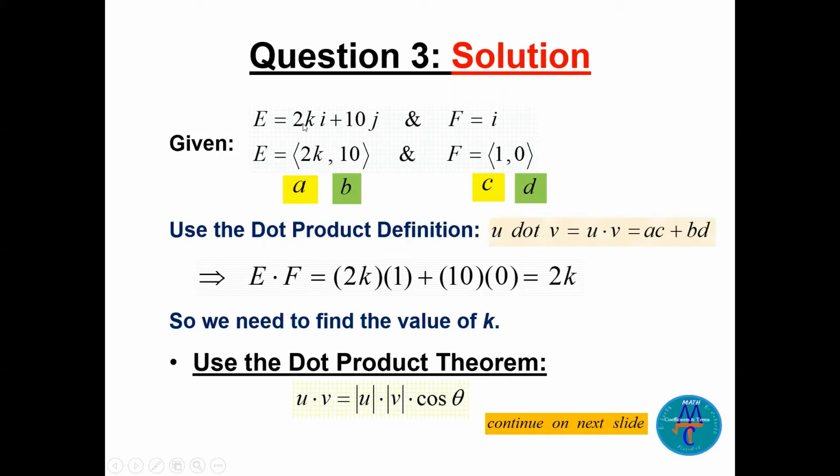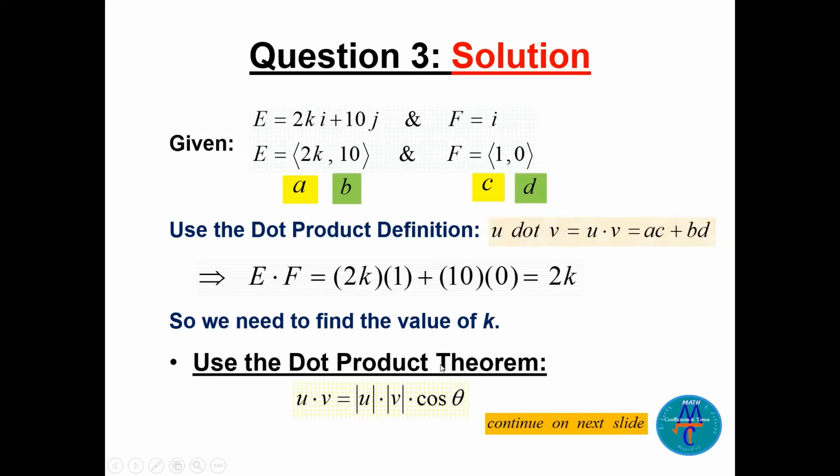The vector E, 2k i plus 10 j, I can write it as (2k, 10). This is A, B. And the vector F is i, which is a unit vector. This is (1, 0). So this is C and D. So I can find the dot product of E and F. It will be E dot F equals AC plus BD. So it will be 2k times 1 plus 10 times 0. When we simplify it, the answer will be 2k. So we have to find the value of k, then we multiply that by 2.